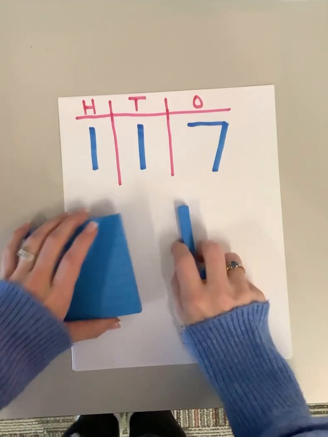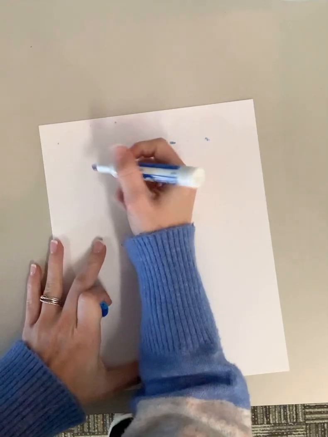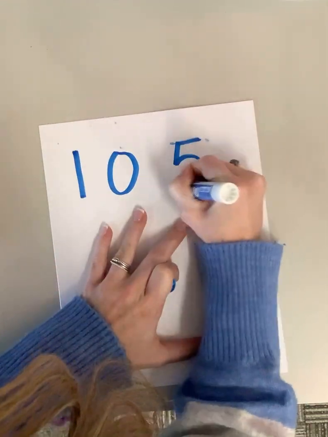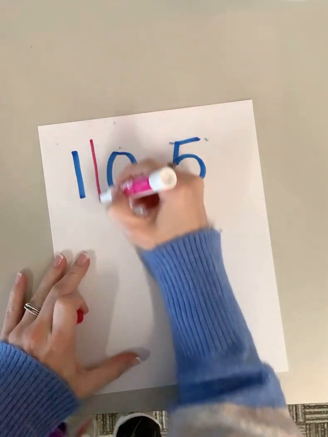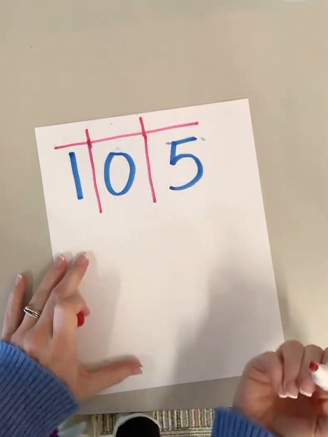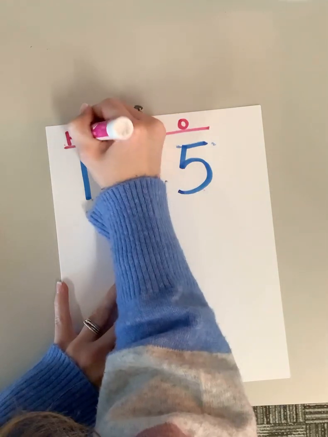Let's look at one more example. Let's say I have the number 105. I'm going to break up my number and label my place value. Ones, tens, hundreds.